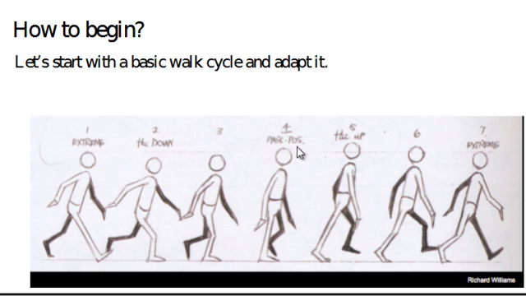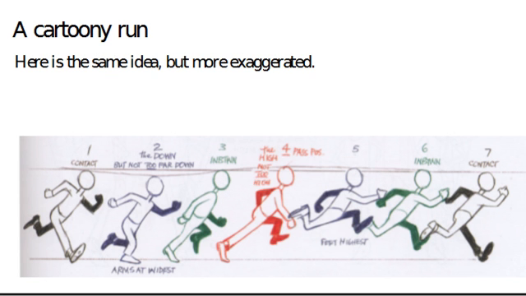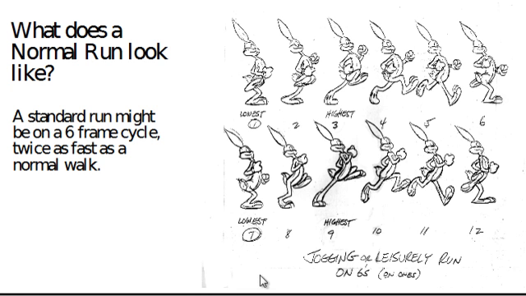So here in the walk, there's relatively little up and down in the body, but here in the run, there's going to be quite a lot. So in general, it's a more extreme form of locomotion. And here we are, even more exaggerated, lots of swing in the upper arms, and lots of exaggerated motion in these legs. So this is a sort of normal run, a 6-frame run cycle using Bugs Bunny.